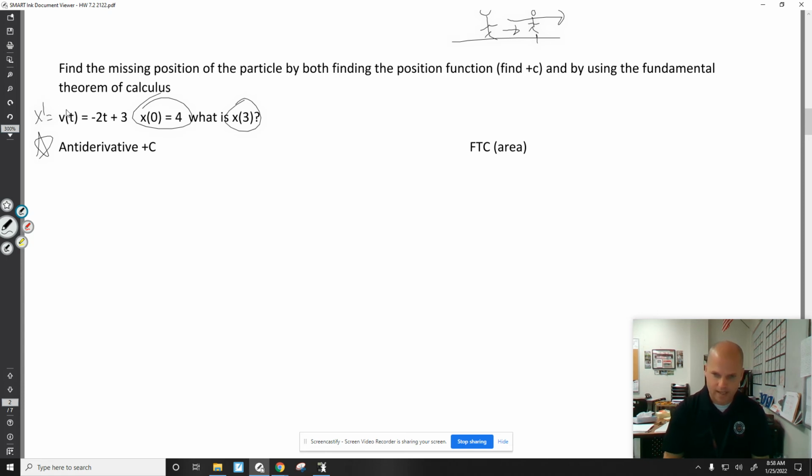We know we could take the antiderivative. Now notice I'm not putting any numbers here because I'm just going to take the antiderivative. I'm just going to have a position function, which is negative t squared plus 3t plus c. And this is my position function. But I know I have a position, x of 0 is 4.